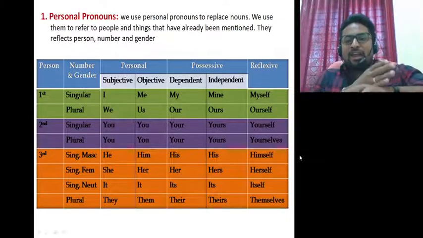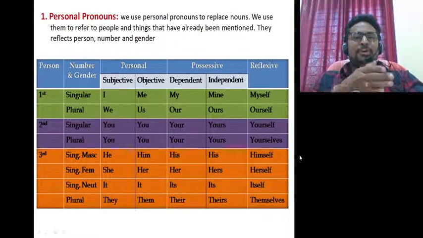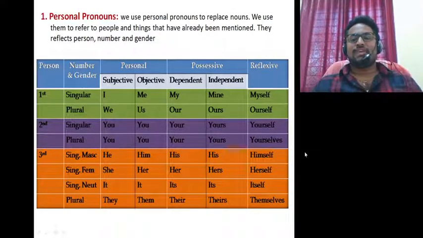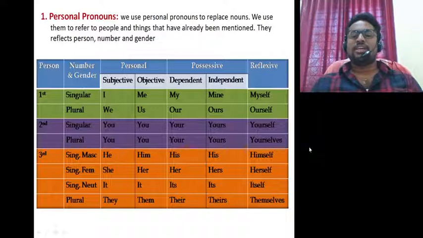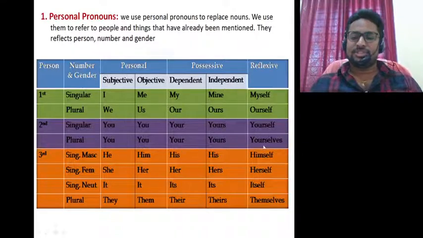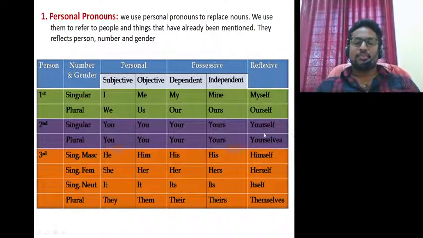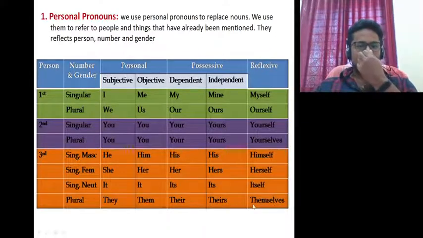I cut my hand myself. Nobody has hurt me, I just cut my hand myself. Reflexive pronouns are myself, ourselves, yourself, and the plural is yourselves. Singular is yourself. If it has to become plural, we have to use "selves." Himself, herself, itself, and themselves is the plural.